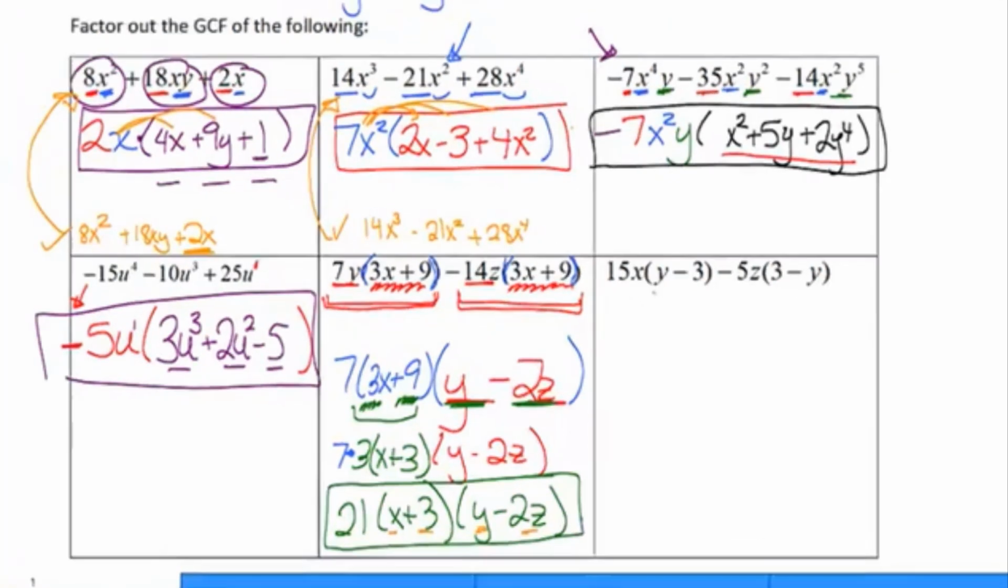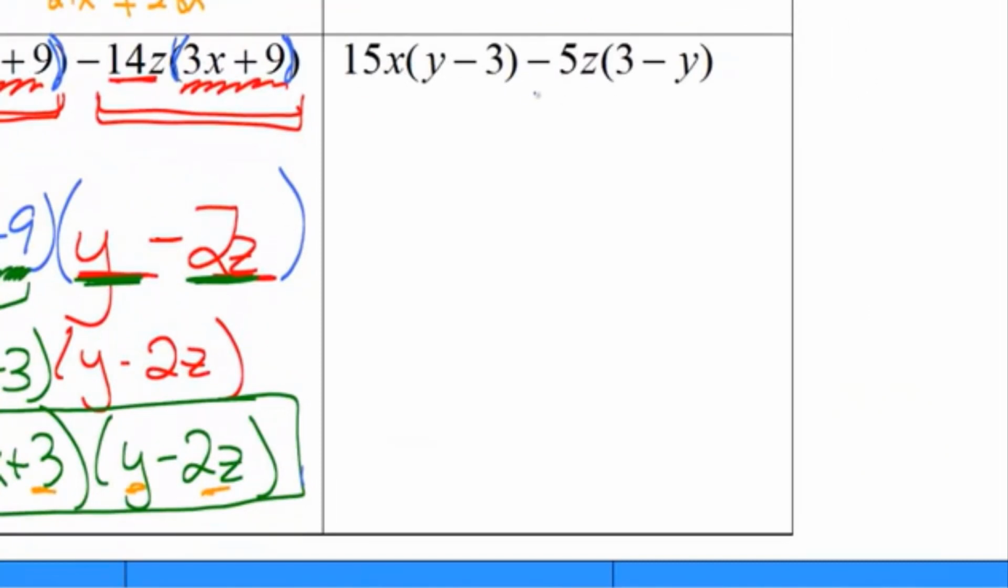On the next problem, we have 15x times the parentheses y minus 3 minus 5z times 3 minus y. You might look at these two parentheses and notice that they're not exactly the same like the last problem, where we had 3x plus 9 and 3x plus 9 in both of the terms, but they're really close. Y minus 3 and 3 minus y are very close.